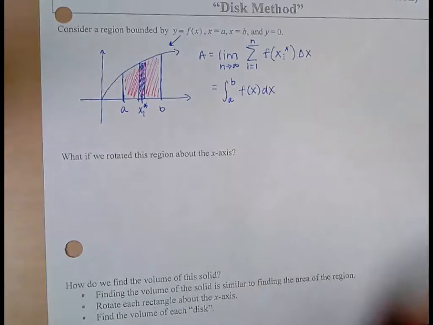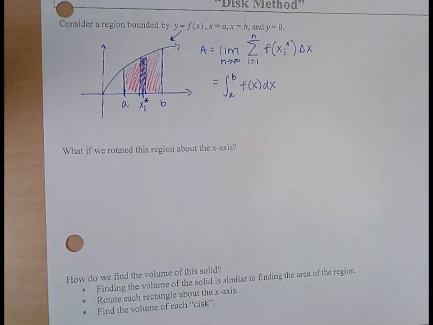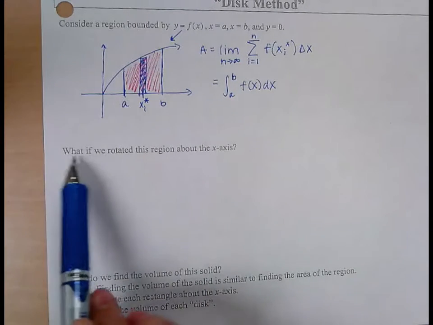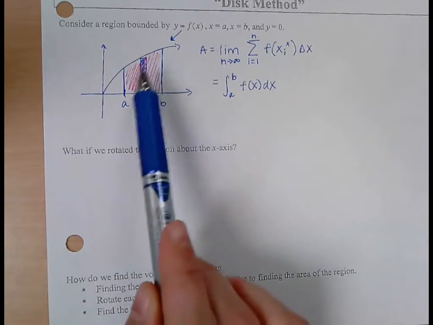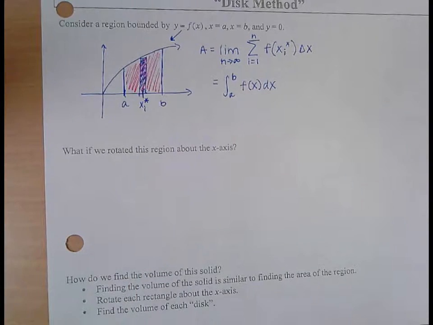That's just a refresher of what we covered at the very beginning of chapter 5, how we started with rectangles and then defined that to be an integral representing area under a curve. So now the question is what it says below that. What if we take this region that I've colored up here and we rotate it around the x-axis?